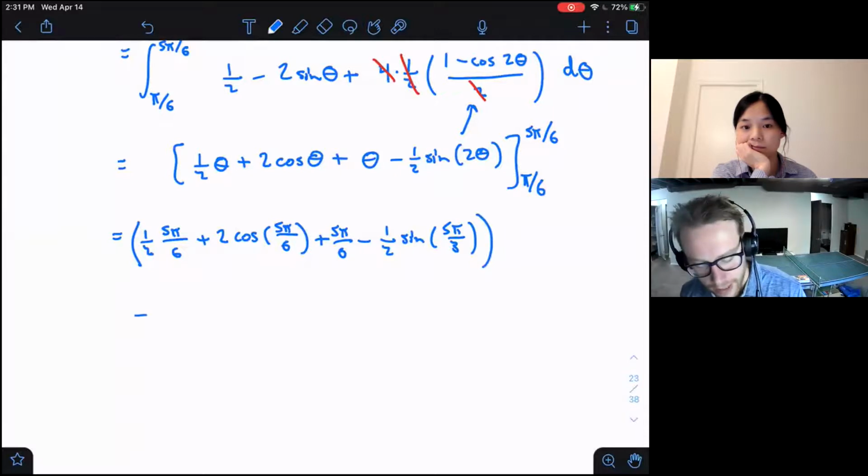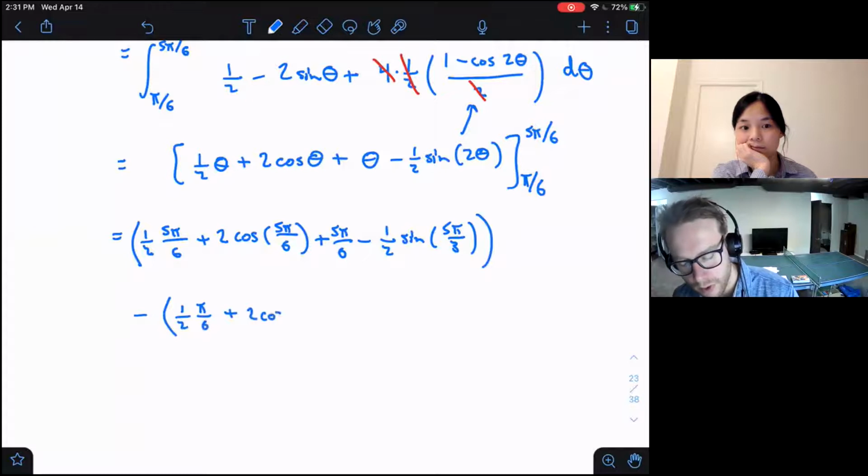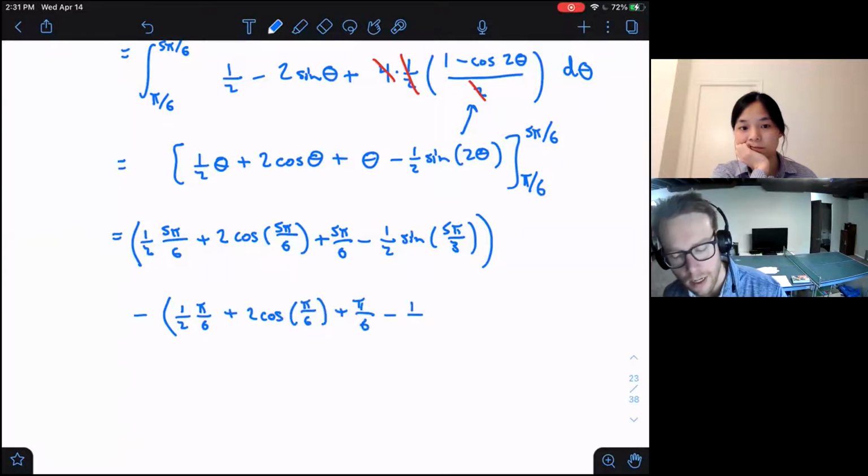And now we're going to subtract away what we get when we plug in pi over 6. So we're going to have 1/2 times pi over 6, 2 cosine of pi over 6, plus pi over 6, minus 1/2 sine of, that's going to be pi over 3.